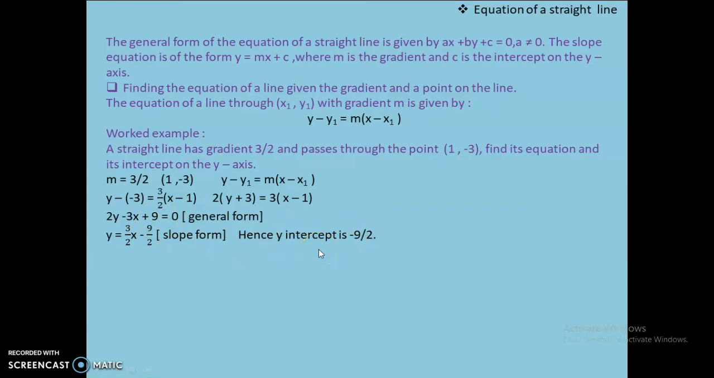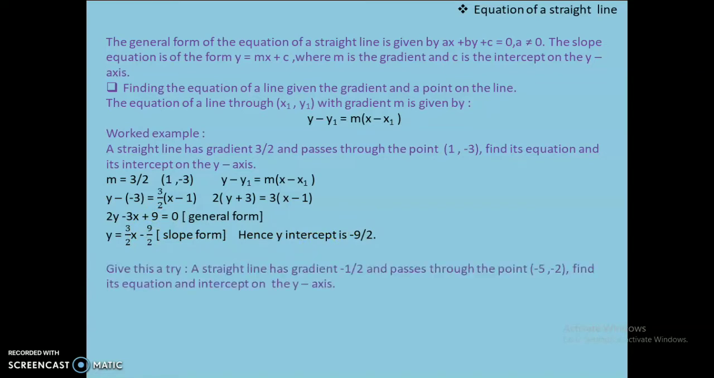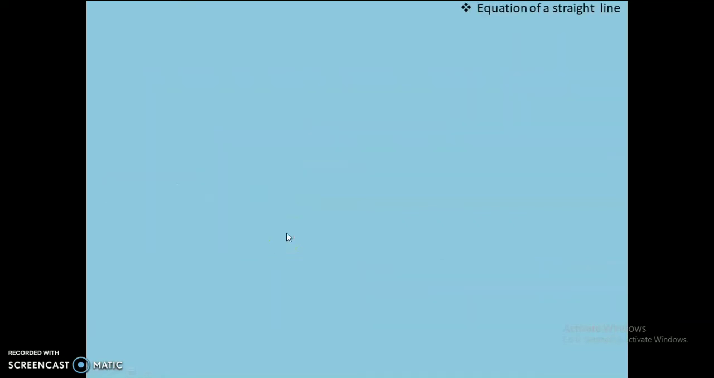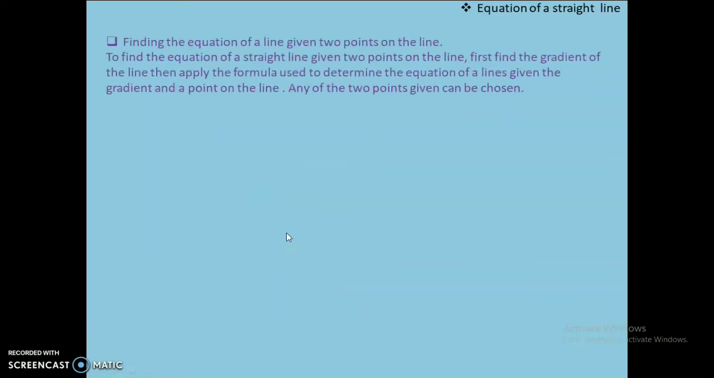Let's move on to the second way of finding the equation of a line. Now you can also give this question a try. It says that a straight line has gradient minus half and passes through the point (-5, -2). We have to find its equation and intercept on the y-axis. So it takes the same structure as this. Let's move on to the other way of finding the equation of a straight line.